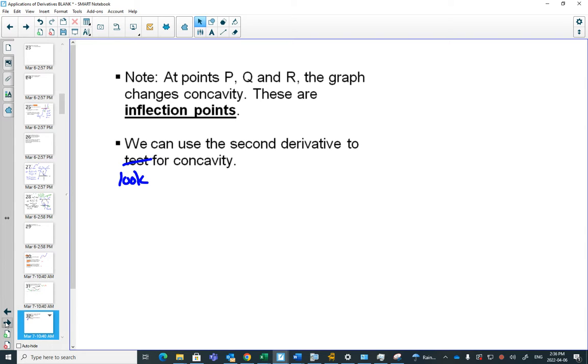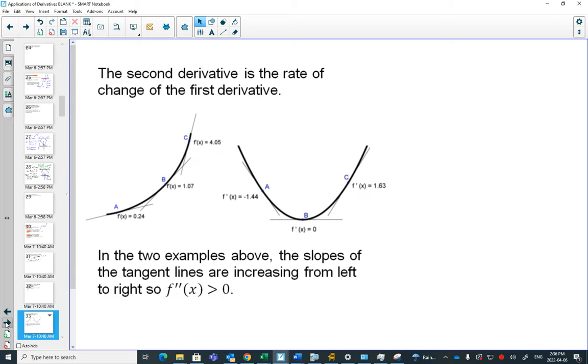The second derivative test finds maximums and minimums. Both the first derivative test and the second derivative test find the same thing in different ways. A derivative is a rate of change of something, right? Because a derivative is slope. Slope is a rate of change of your original function. So it's the rate of change of the rate of change.